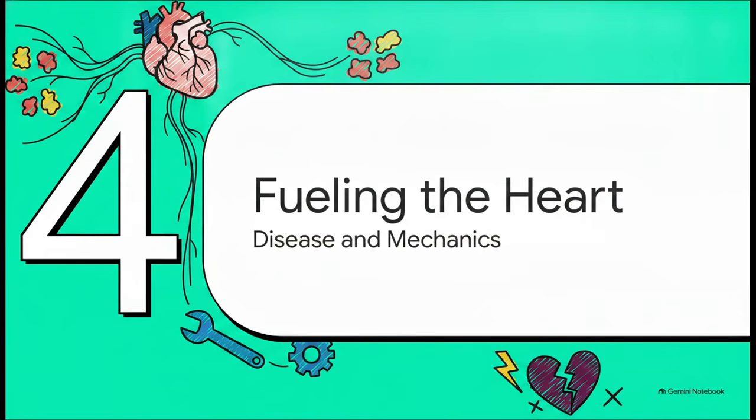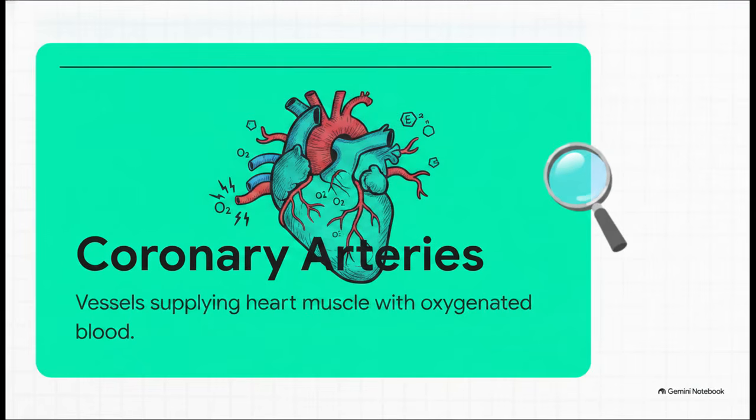Which brings us to Section 4, Fueling the Heart Muscle, Disease, and Mechanics. Remember, the heart itself is a constantly working, living muscle. It can't just passively absorb oxygen from the blood that's splashing around inside its chambers. It needs its own dedicated fuel line to keep contracting. And this is exactly the job of the coronary arteries. Sitting right there on the surface of the heart, they supply the cardiac muscle with the oxygenated blood and glucose it needs for continuous aerobic respiration and energy release.